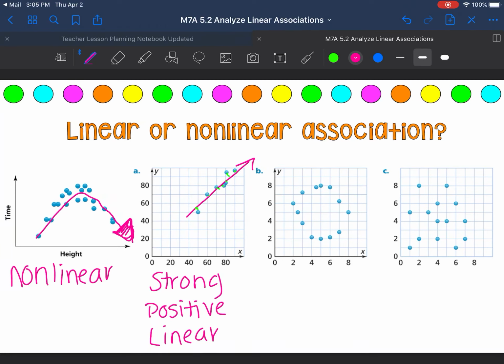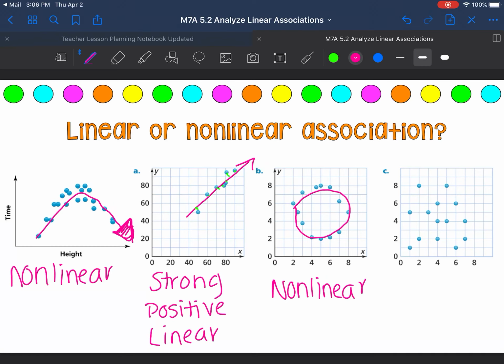Let's look at example B. Let's draw my trend line and see how it goes. So I'm going to come over here and draw my trend line, and my trend line has taken a curve and then connected itself. So my trend line is not straight. If it's not straight, that must mean that it is non-linear. All right, let's move on to number C.